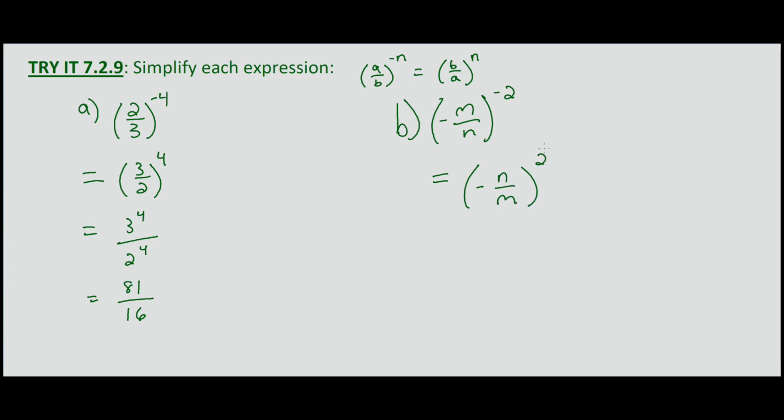squared. Now, what do we know about a negative being squared? We know that that's technically a negative 1, so the negative 1 times negative 1 equals a positive 1, so this can be n squared over m squared. And the negative goes away again because this is technically negative n over m times negative n over m, which equals n squared over m squared. Negative times a negative makes a positive.